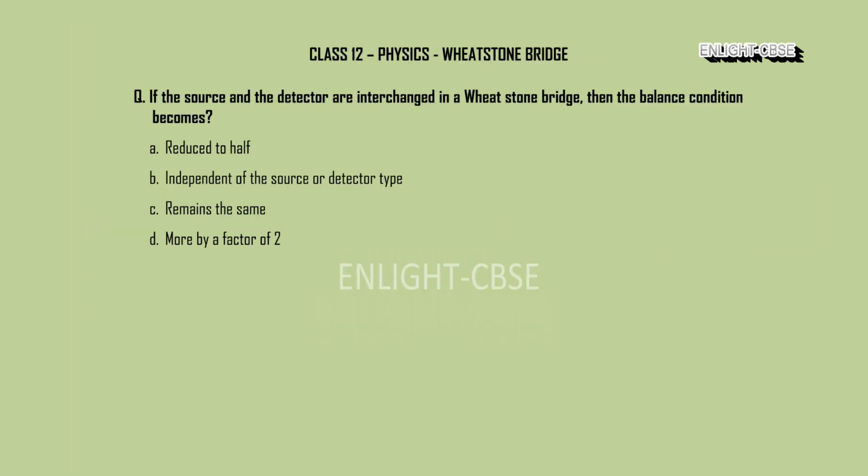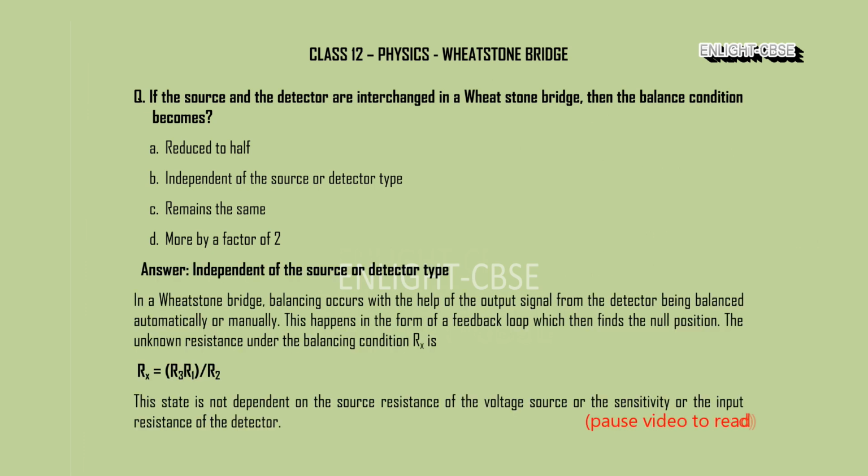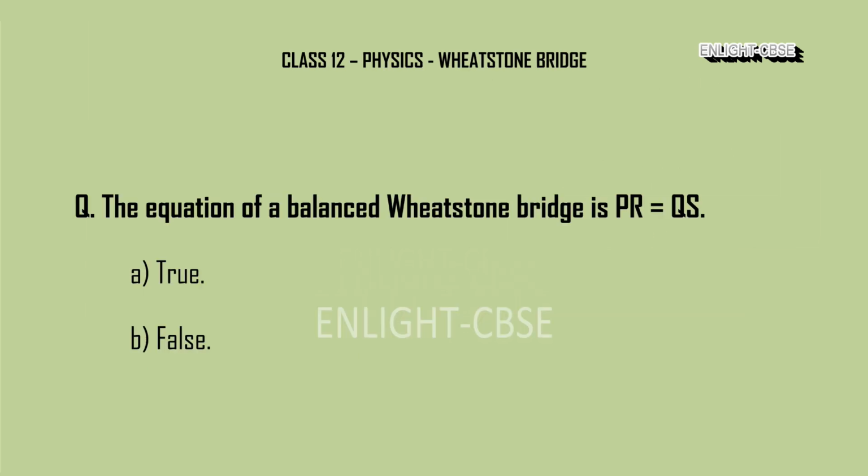Question: if the source and the detector are interchanged in a Wheatstone bridge, then the balance condition becomes A. Reduced to half. B. Independent of the source or detector type. C. Remains the same. D. More by a factor of 2. Answer: independent of the source or detector type. The equation of a balanced Wheatstone bridge is PR equals QS. A. True. B. False. Answer: true.